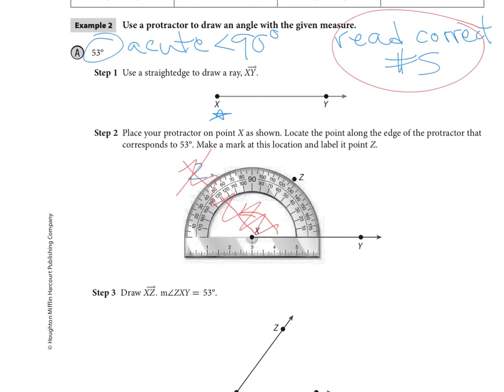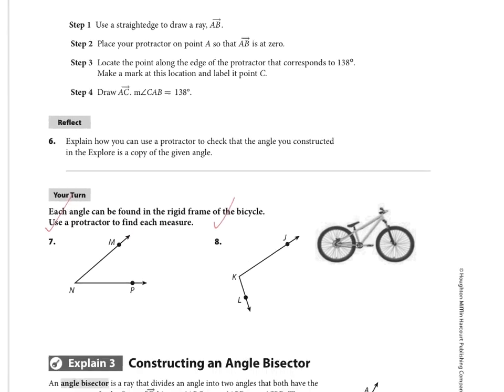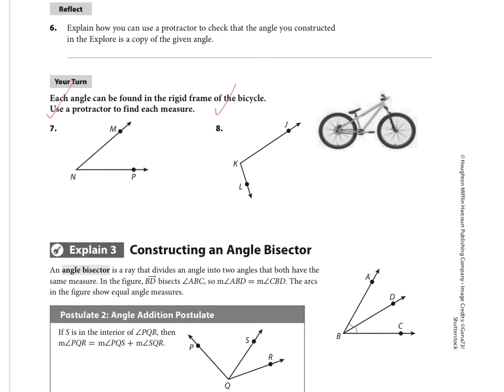Okay, on the next page, I do want you guys to do your turn 7 and 8 here, which is just walking you through finding the measure using your protractor. If your protractor is not working out because the angle's too small, don't forget to simply extend the sides so that it goes out to the outside of your protractor as you're measuring it.